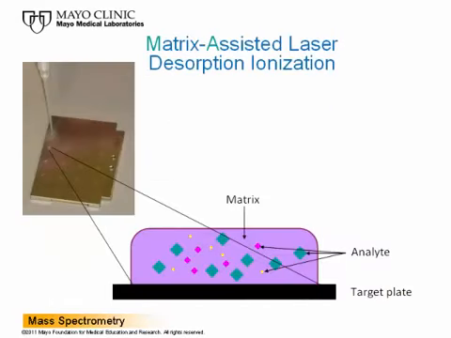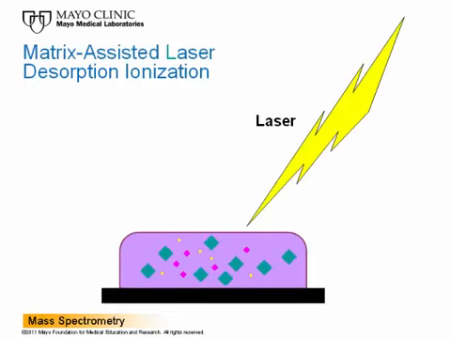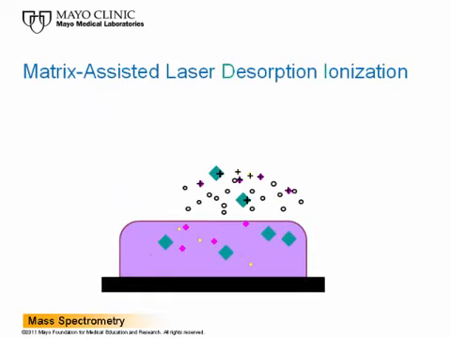Let us look at the details. The sample is mixed with the matrix and co-crystallized onto the target plate, the matrix-assisted component of matrix-assisted laser desorption ionization. The matrix buffers the sample, preventing its decomposition and enabling transformation of laser light into heat. A laser is applied, the laser component of matrix-assisted laser desorption ionization. The matrix absorbs energy from the laser, releasing it into the sample as heat.